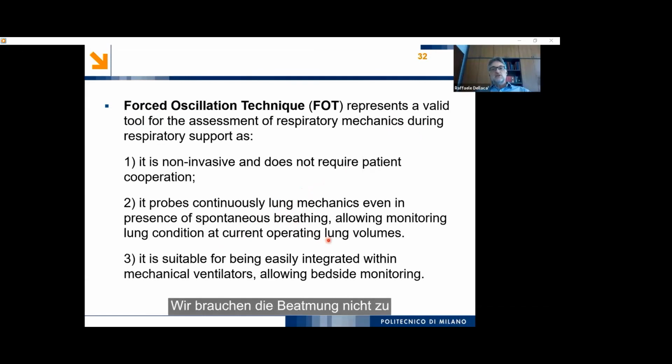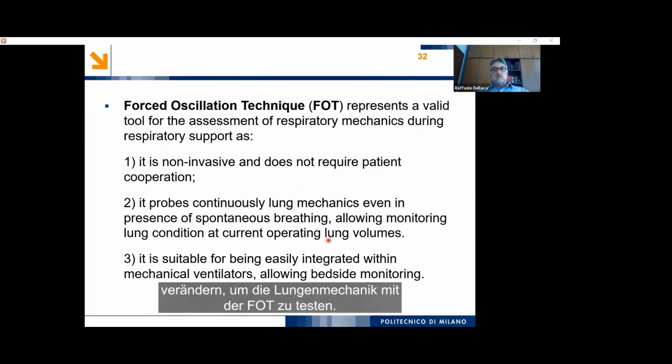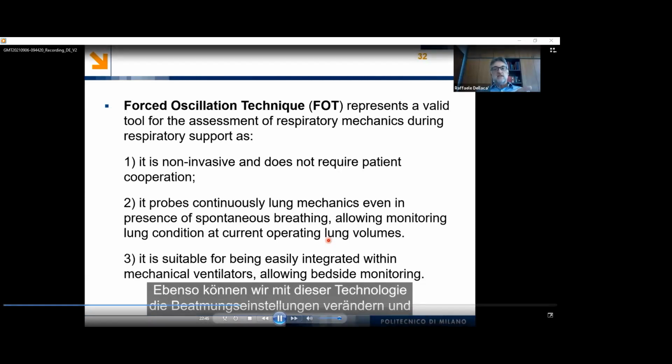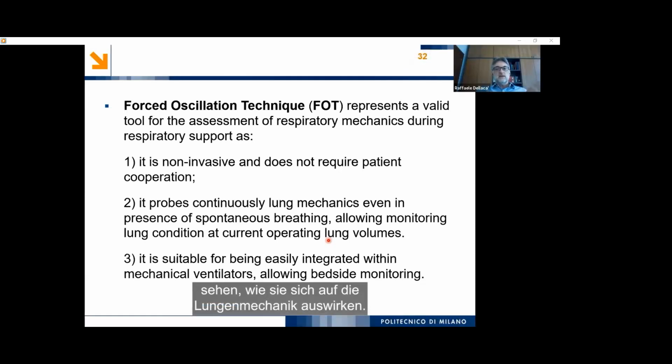We don't need to change ventilation to test lung mechanics with FOT. So we can change the ventilation settings and see how they impact lung mechanics by using this technology.